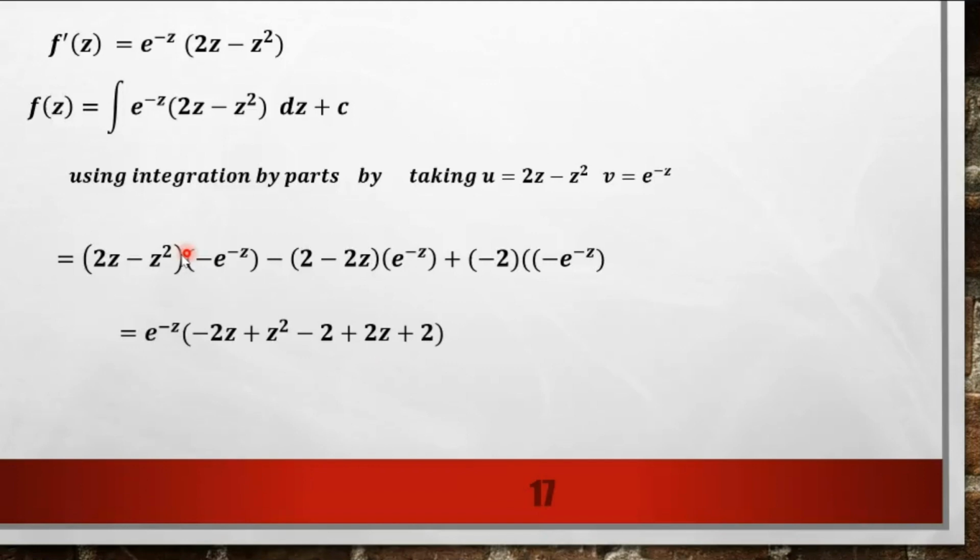I have taken e raised to minus z common, so minus 2z plus z square minus 2 plus 2z and then plus 2. So 2 and minus 2 get cancelled, 2z and minus 2z get cancelled. So I will get e raised to minus z into z square plus c. Okay, is it clear to all of you?